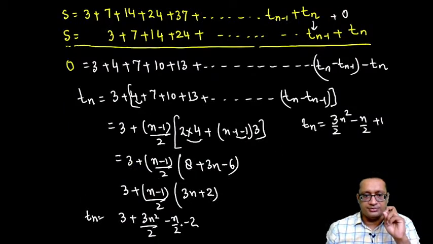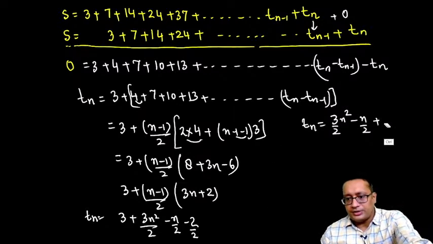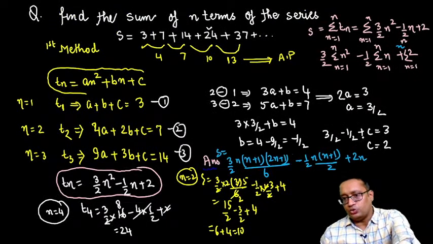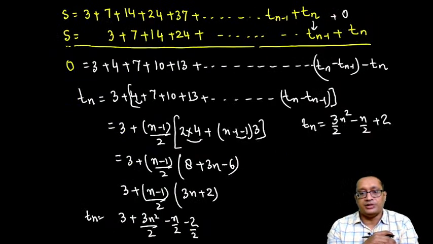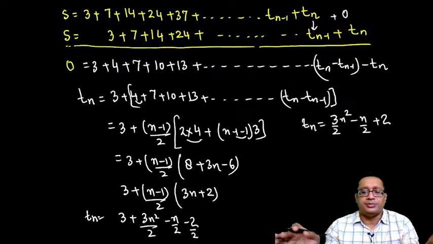Minus 3n minus n by 2. Okay. This is 2 divided by 2. So this becomes 3, and this becomes plus 2. So you come to know from here that 3n square by 2 minus n by 2 plus 2, an square plus bn plus c. So this is the series whose successive terms are in AP.